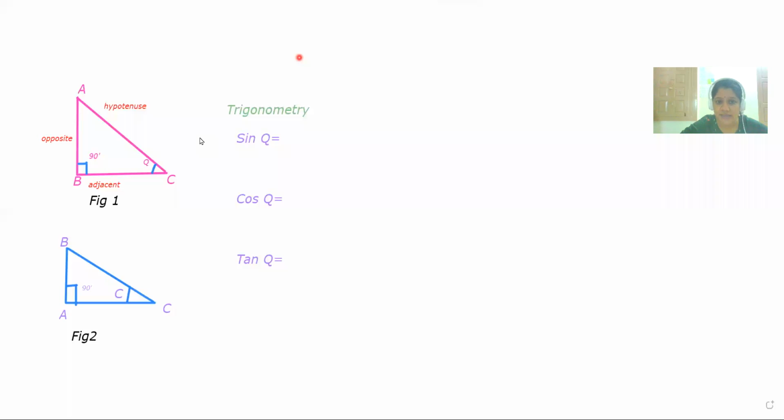So we shall see the basic terminologies which are used to represent trigonometry. Now we have sine theta. Sine theta is given by the formula opposite side divided by hypotenuse. As we can see in our figure, it can be written as AB divided by AC. Next we have cos theta. Cos theta is given by the formula adjacent side divided by hypotenuse. As per the figure, it is given by BC by AC.